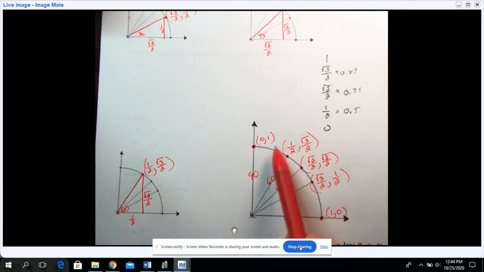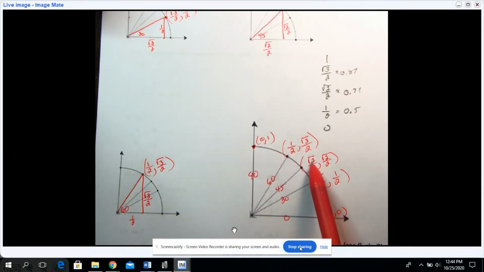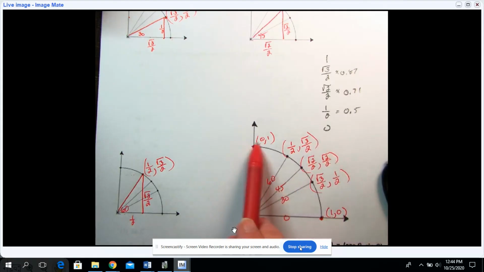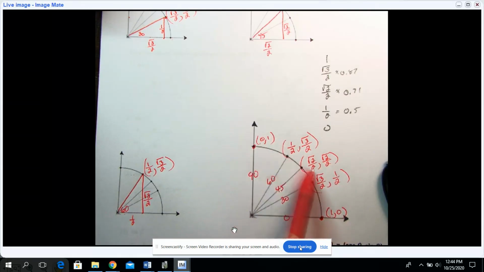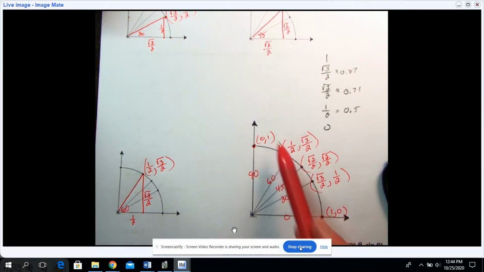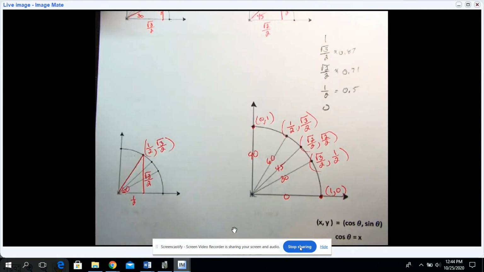So basically it's this: 0, 1, 2, 3. 0, square root of 1 is 1, square root of 2, square root of 3. And then you go backwards. 0, square root of 1 is 1, square root of 2, square root of 3. So you're going down one side and then you're going backwards on the other. 0, 1/2, square root of 2 over 2, square root of 3 over 2, and 1. So we'll keep working on that, and you'll need to memorize that.